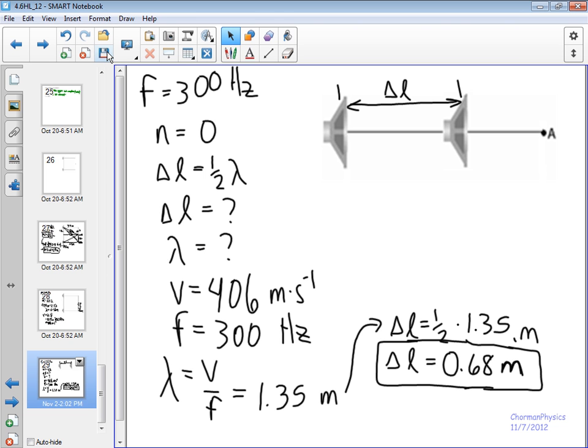In class we'll go over this, but these are just some good quick examples of interference.